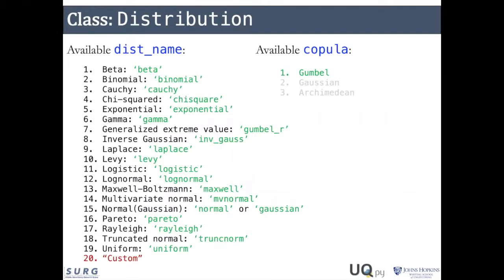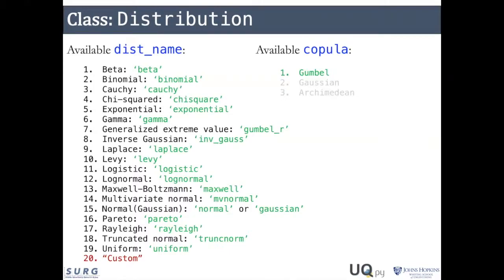Now, the available distributions in UQpy are basically 19 distribution types according to SciPy stats. We have beta, binomial, Cauchy, Laplace, some of them. And also the user can define their own distribution. In this table here, you can see that for each distribution, we have a short name so that it can be used within UQpy. So, for example, if one wants to use the inverse Gaussian distribution, you need to write the name inv_gauss in UQpy, so that it understands that we're dealing with the inverse Gaussian distribution.